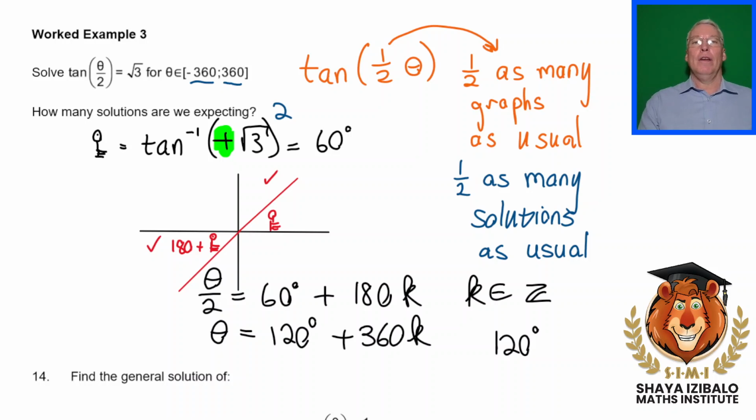That is a solution, but it's not a solution on this domain. So that's the only option so far. But if k is minus 1, then we get another answer: 120 minus 360, negative 240 degrees. If we subtract another 360, we will go outside the bottom end of that range. So those are the two answers to this particular equation.